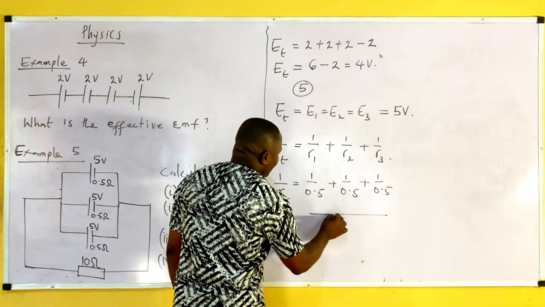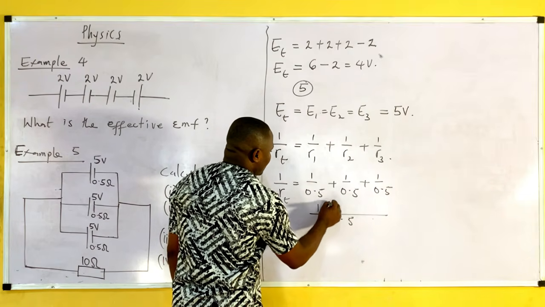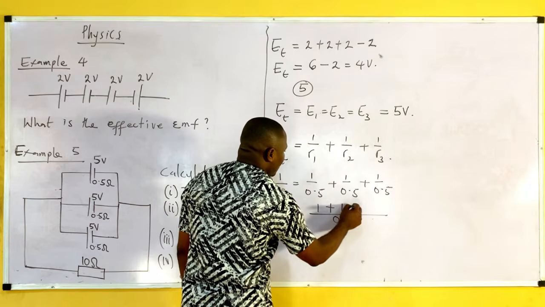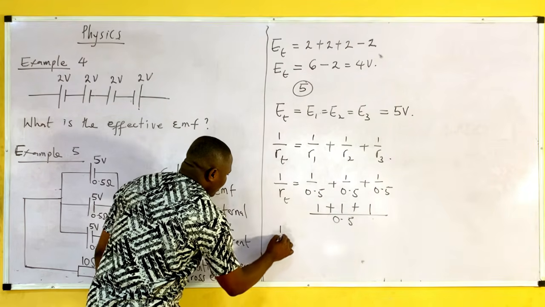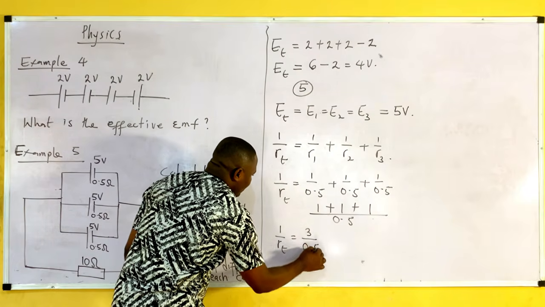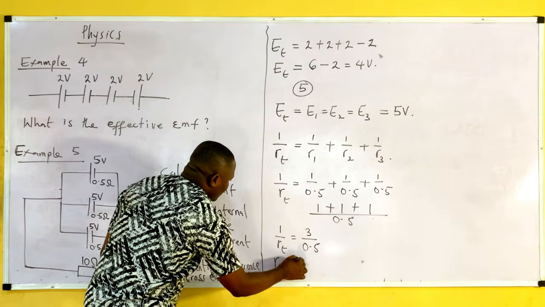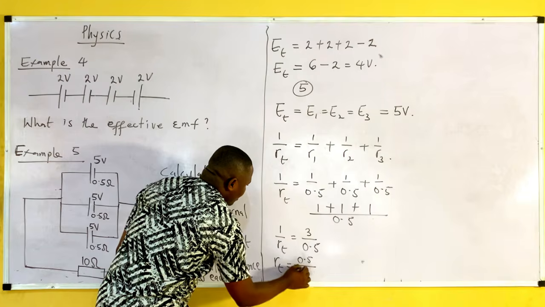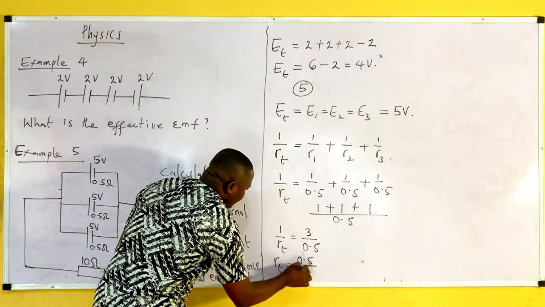Then you just do this. The LCM is 0.5. So this into this is 1. 1 times 1 is 1. Plus this into this, 1 times 1, 1. Plus this into this, 1 times 1, 1. So I'll be having 1 over r total is equal to 3 over 0.5. So now what do we have? Sorry, r total now becomes 0.5 divided by 3.